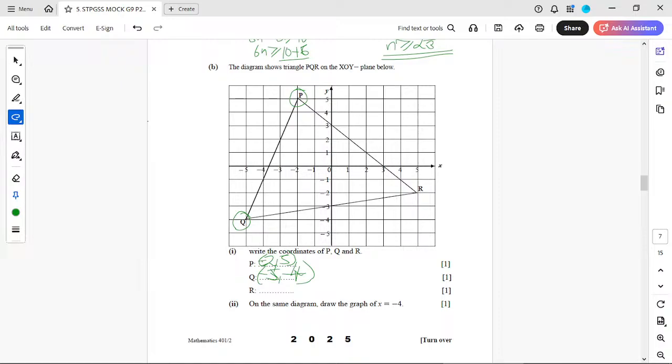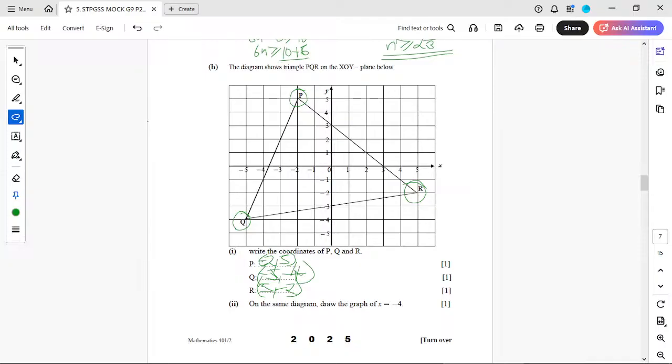Then we come to point R. The x-axis reading on point R is positive 5. So we write 5 in brackets, comma, then the reading of the y-axis for point R is negative 2. Then we close the brackets. That way we have written the correct coordinates for those 3 points. So that's how we answer that one.